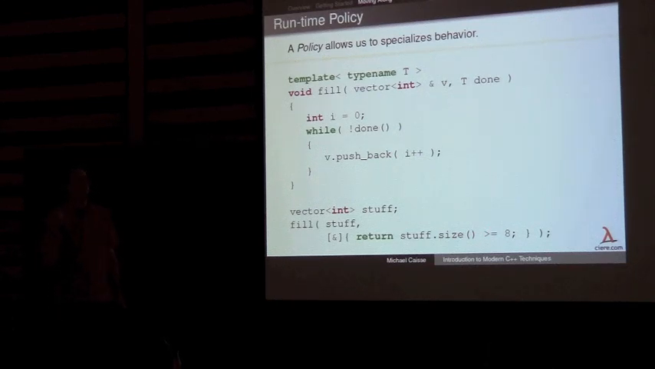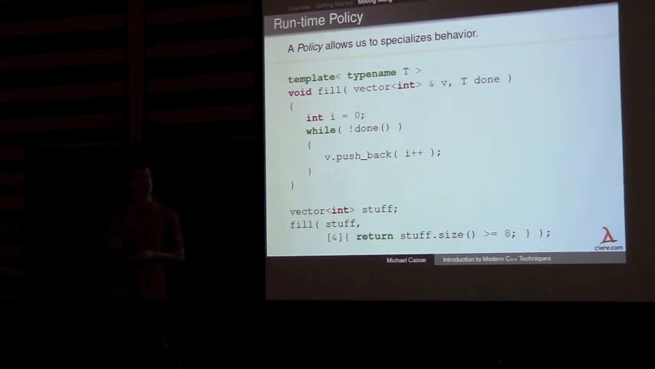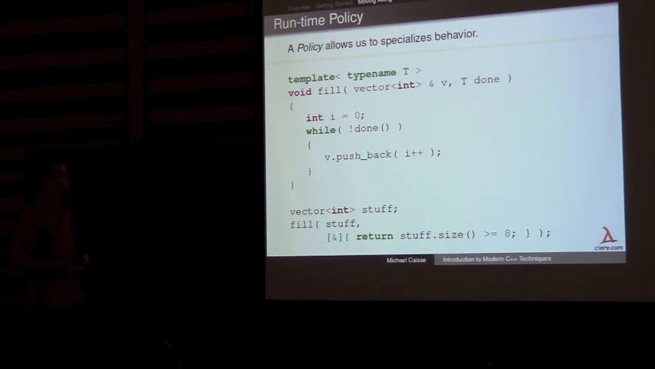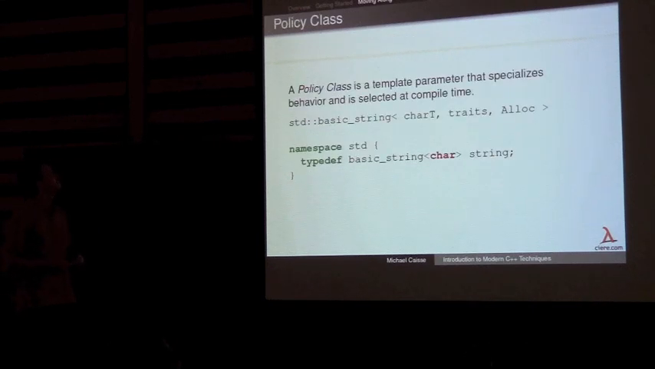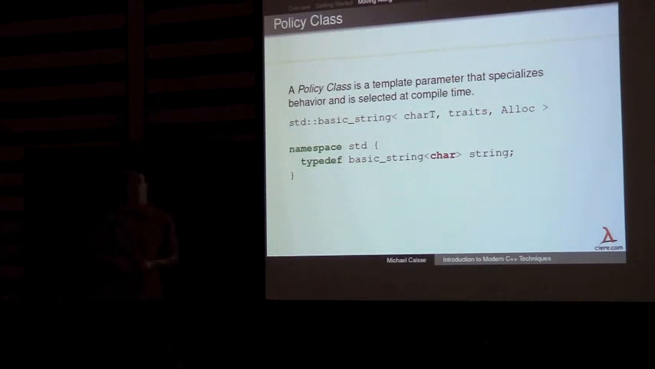So this is the idea of a policy, right? We're able to pass something in and have it do things. But this is at runtime. And modern C++ techniques are a lot about figuring out how to do things in compile time. So let's do it in compile time. So a policy class is a template parameter that specializes behavior, and it's selected at compile time.